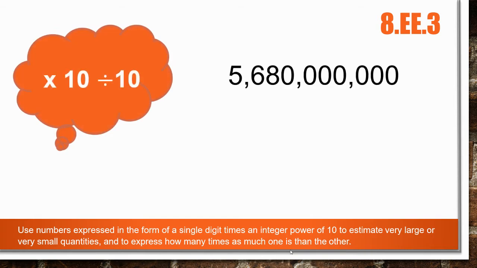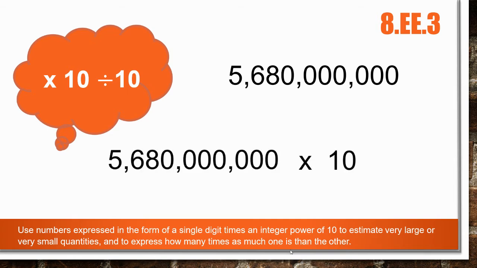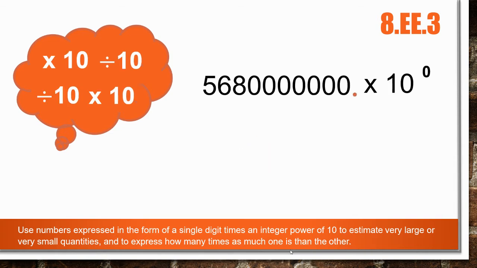We're going to start with a very large number, 5,680,000,000. Well, when we look at that number, we know that that number is multiplied by 10 to the 0 power, which is 1. But now we want to express it differently. There's the decimal, and let's get started. Okay, I've removed all the commas for you.